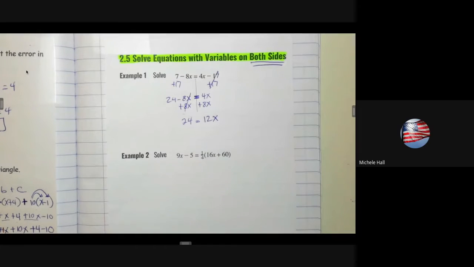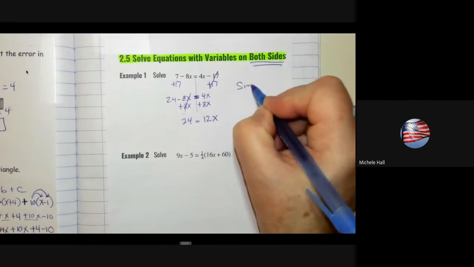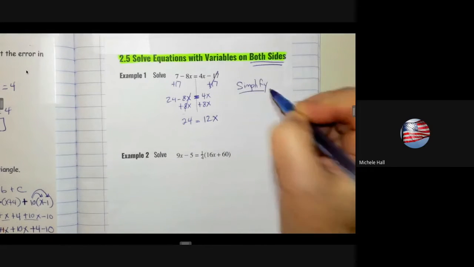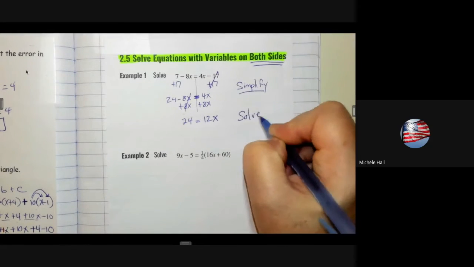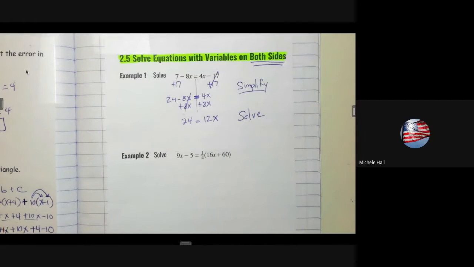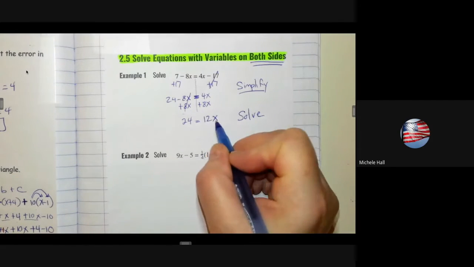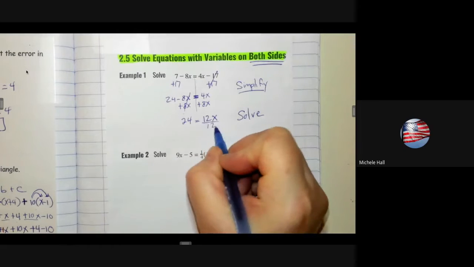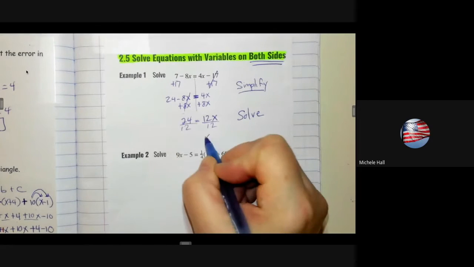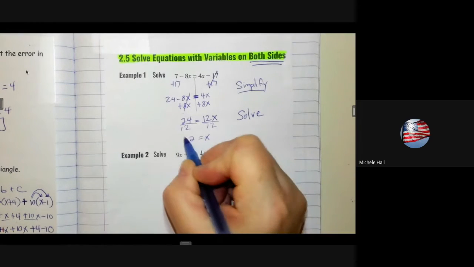Now that I'm all simplified and I have all my variables combined, I'm ready to start solving. So first we need to simplify, then we solve. I am going to solve for x. It's being multiplied, so I divide by 12. I'm solving, and I get x equals 2.